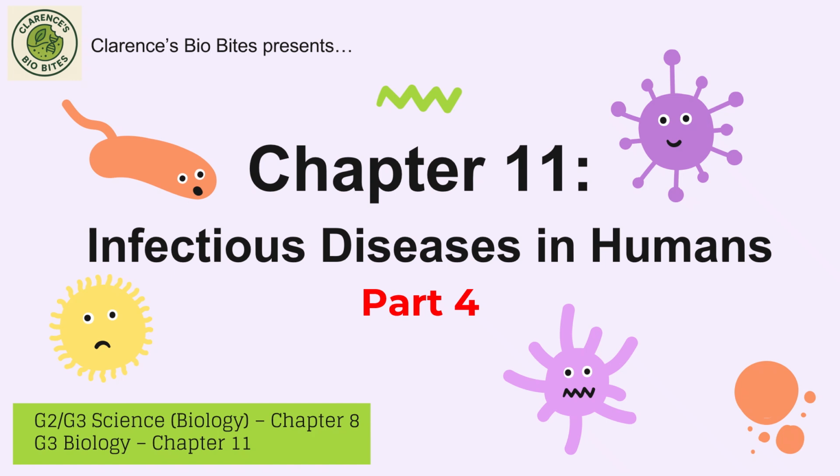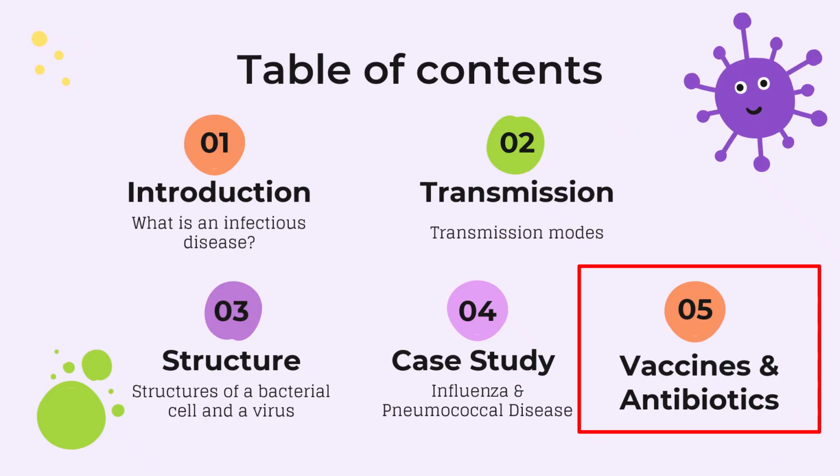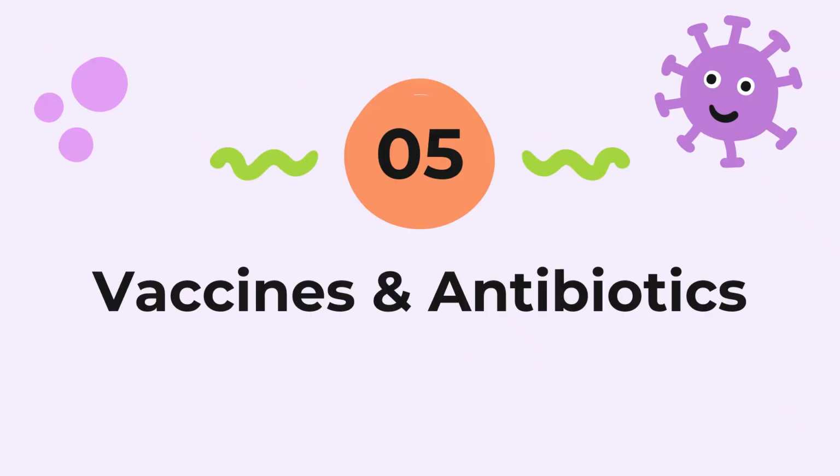So this is part 4 and the last part for the chapter on infectious diseases in humans. This is also the part that is the heaviest, I feel, because a lot of application questions can come from here. For the past few videos that I have made, the questions are pretty straightforward. But for this part, I believe there will be more application questions. So let's talk about vaccines and antibiotics.